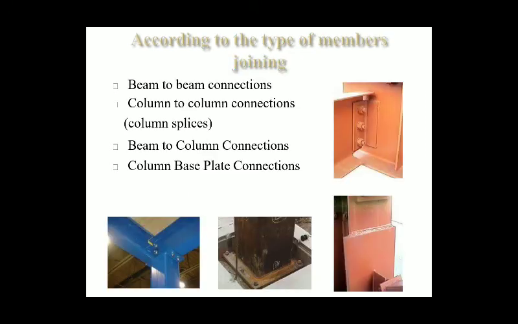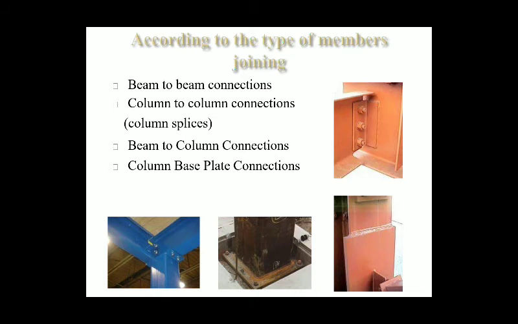And the next classification is based on the type of members joining. That means which members you are joining, and on the basis of that there is a classification of connections. First, if you are going to connect two beams together, then that type of connection is called a beam to beam connection. If you are going to connect two columns to each other, then that type of connection we can call a column to column connection, also called column splices.